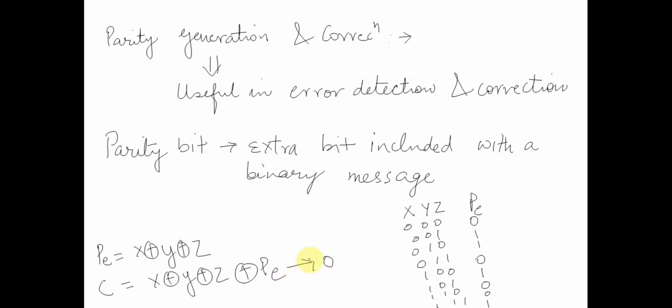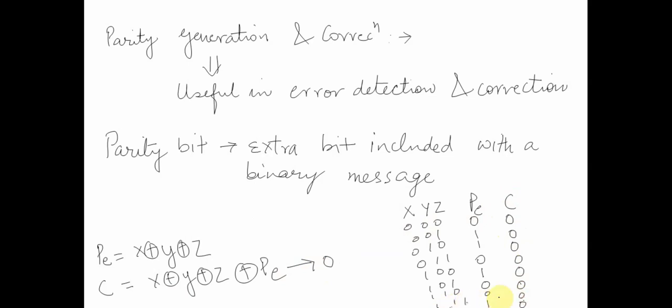If this correction code is any value other than 0, if it is 1, then it means that there is a problem in the data transfer, a problem in the code. If I saw everything, what would it be? It would be 0, 0, 0. Everything would be 0 over here. 1 XOR 0 is 1, 1 XOR 1 is 0, 0 XOR 1 is 1, 1 XOR 1 is 0.